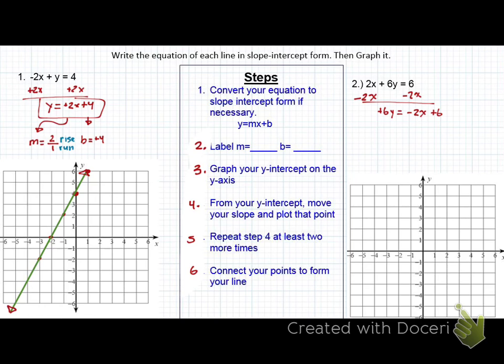Okay? How do I get y by itself now here? Okay, watch carefully. I'm going to divide both sides by 6. What's 6 divided by 6 here on the left side? 1 times y is y. Okay? Bring down my equal sign. What's negative 2 divided by 6? What's negative 2 divided by 6? Negative 2 divided by 6.